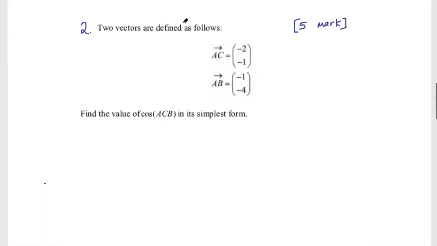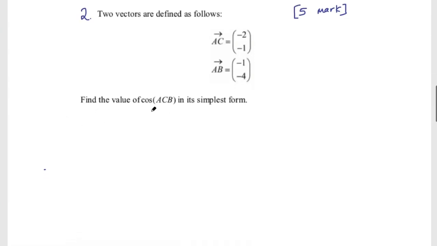The last question I want to go through is a 5-mark question, and it says two vectors are defined as follows. The vector AC equals (-2, -1), and the vector AB equals (-1, -4), and it says find the value of the cosine of ACB in its simplest form.